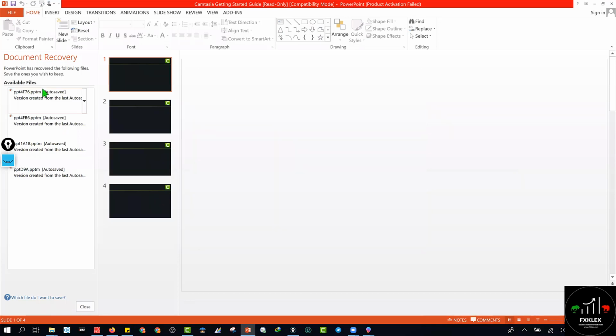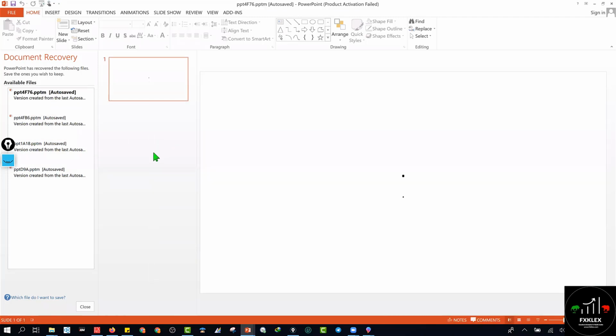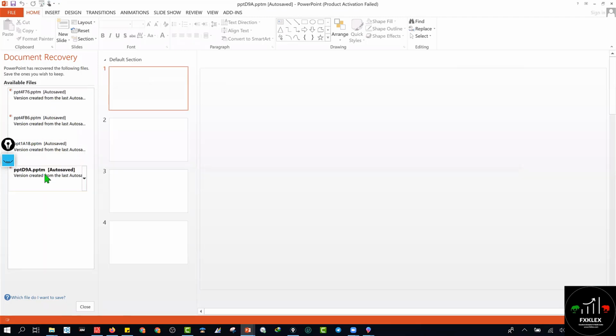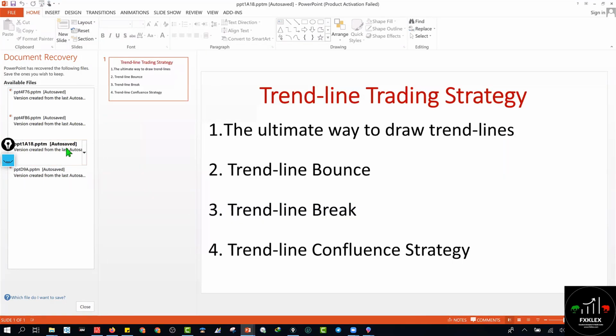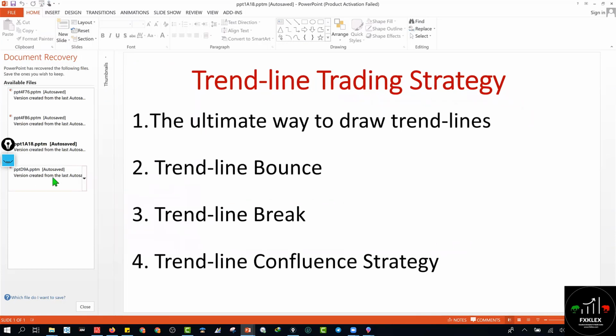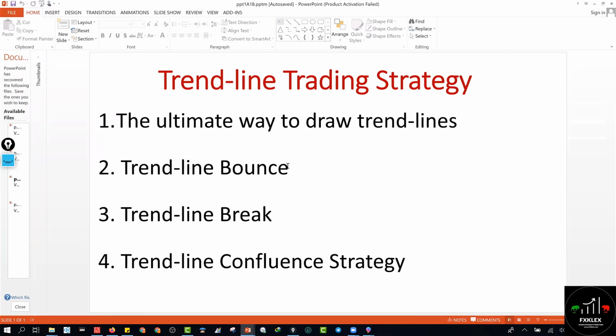So that's what we're going to be talking about. Okay, here is the content I put down for you today: the trend line trading strategy, the ultimate way to draw trend lines. How can you draw trend lines on your trading chart? How can you trade the trend line bounce? How can you trade the trend line break? How can you trade the trend line confluence strategy?